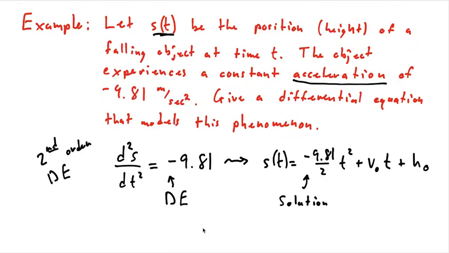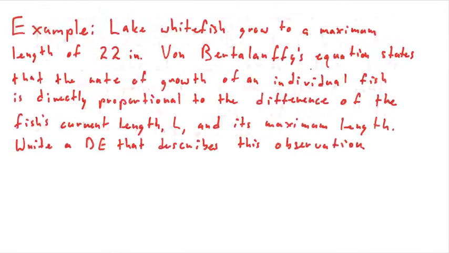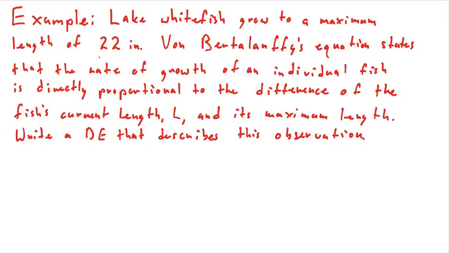Let's look at one final example. Lake whitefish grow to a maximum length of 22 inches. There's a description about the growth rate of a whitefish called von Bertalanffy's equation. It states that the rate of growth is directly proportional to the difference of the fish's current length and its maximum length. We would like to write a differential equation describing this observation.